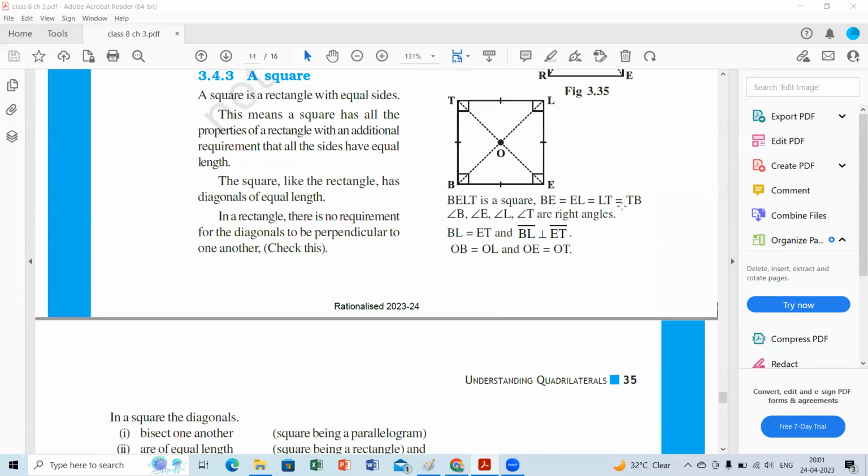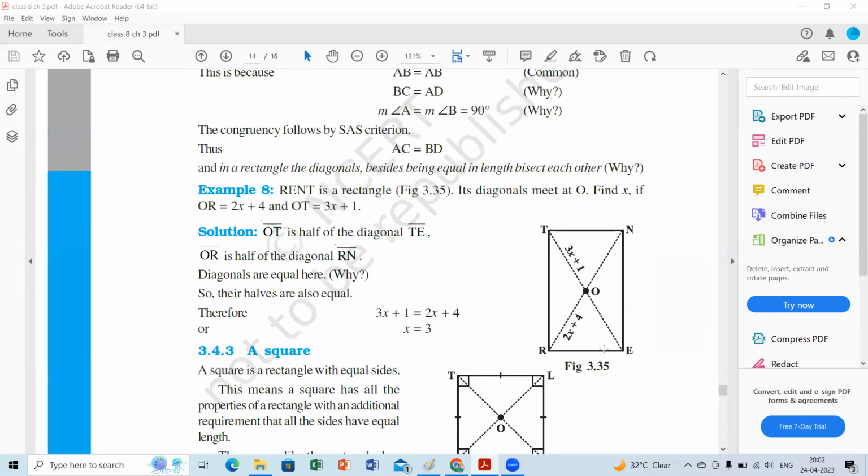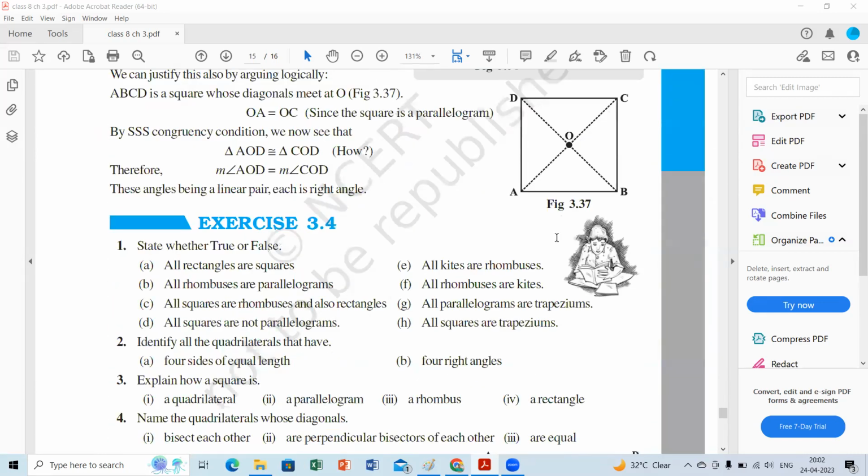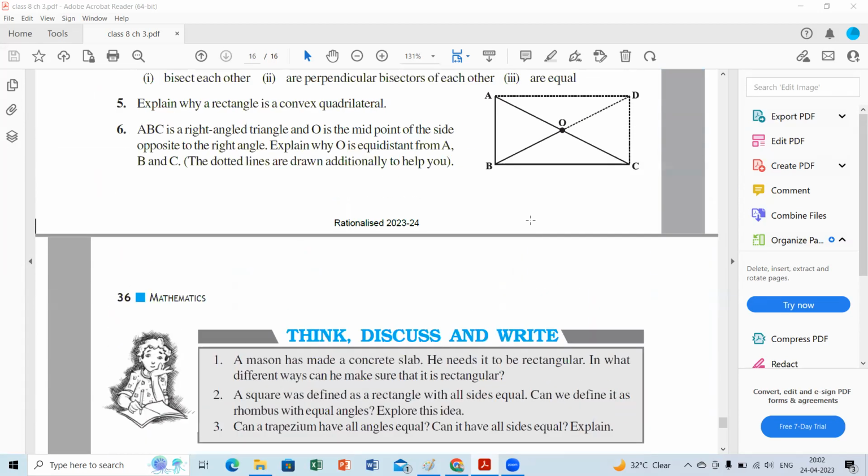We did this before. See why they are equating 3x plus 1 equal to 2x plus 4. Because they are equidistant from O. You can justify your answer using that. So explain why O is equidistant from A, B, C. The dotted lines are drawn additionally to help you. Because the shape of ABC is a rectangle.